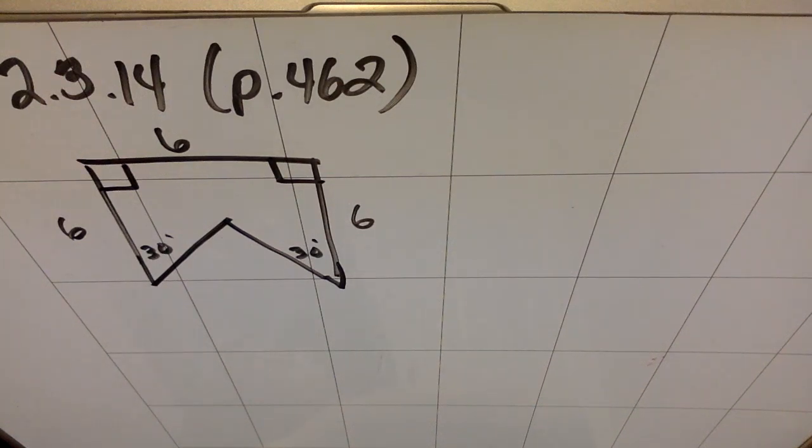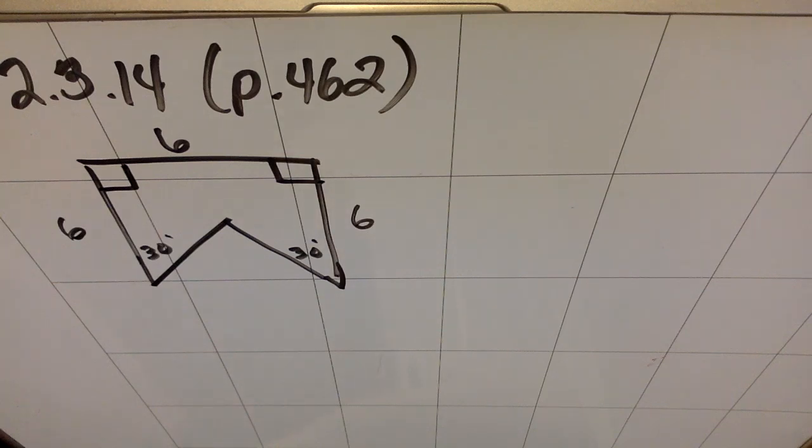Continue with some SAT prep. This is from the SAT prep book. It is 2.3.14, which means practice test 2, section 3, number 14 on page 462. So we are asked to find the perimeter of this figure that I have poorly sketched from the SAT.